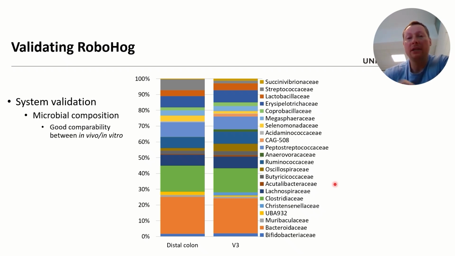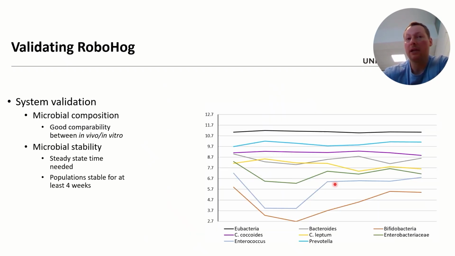And we did this all the way through the different vessels as well, where we compared vessel 1 with the cecal content of a pig, and vessel 2, the medial colon, with the medial colon content of the pig as well. And so we've got a really good microbial composition. And the next thing that we wanted to have a look at is how stable was this microbiome here.